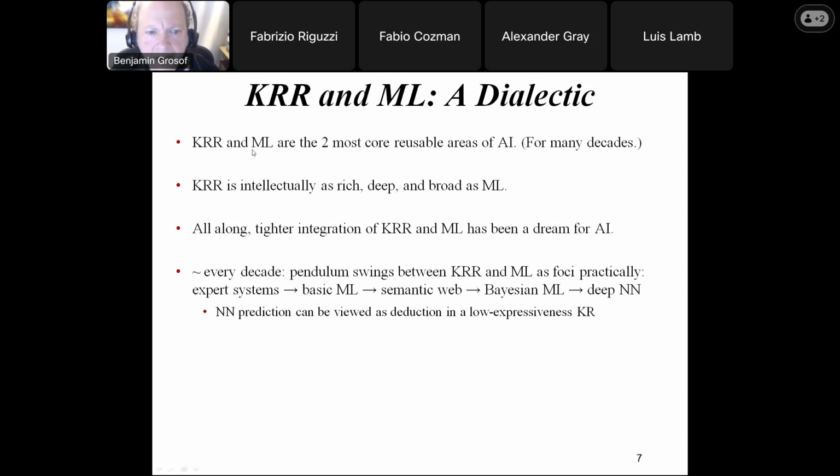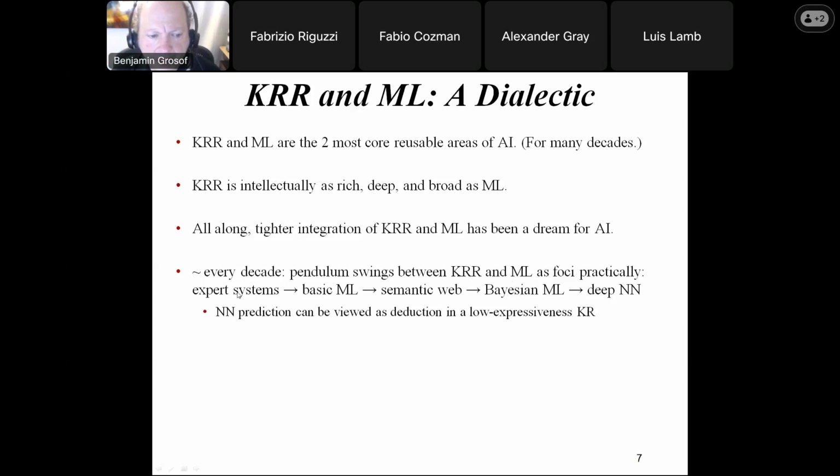In general, there's a dialectic between KR and ML. They're the two most core reusable areas of AI for many decades. KR is intellectually as rich, deep, and broad as ML. All along, there's been a dream in AI, which is to bring KR and ML together in a way that combines them much more tightly than people have figured out how to do effectively in the past.